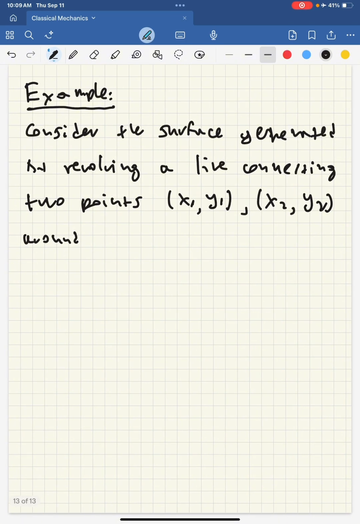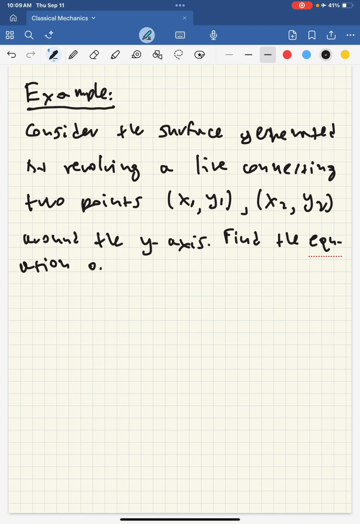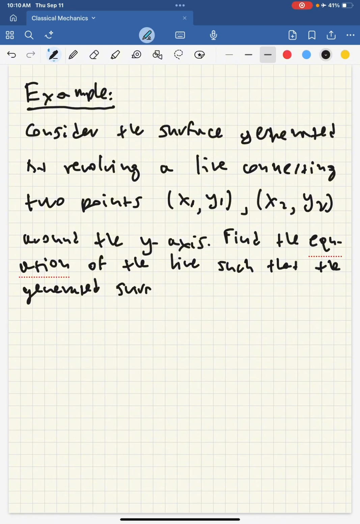And I'm gonna show you a scheme. So around the y-axis, find the equation of the line such that the generated area, so that the generated surface, has a minimum area.